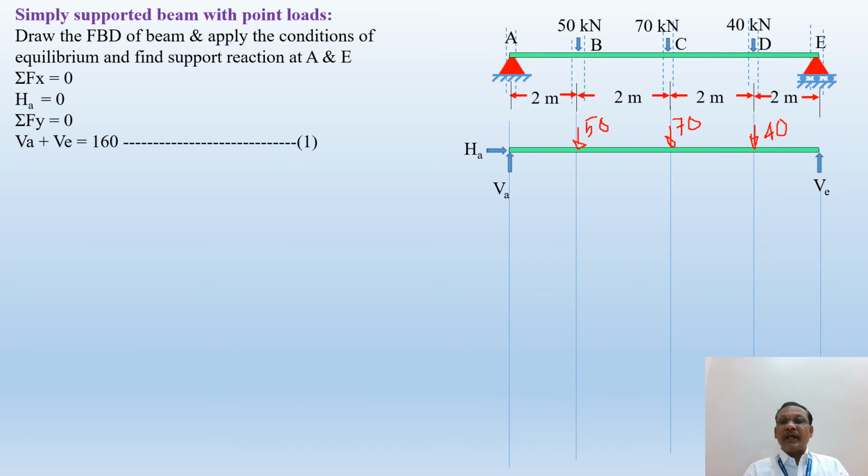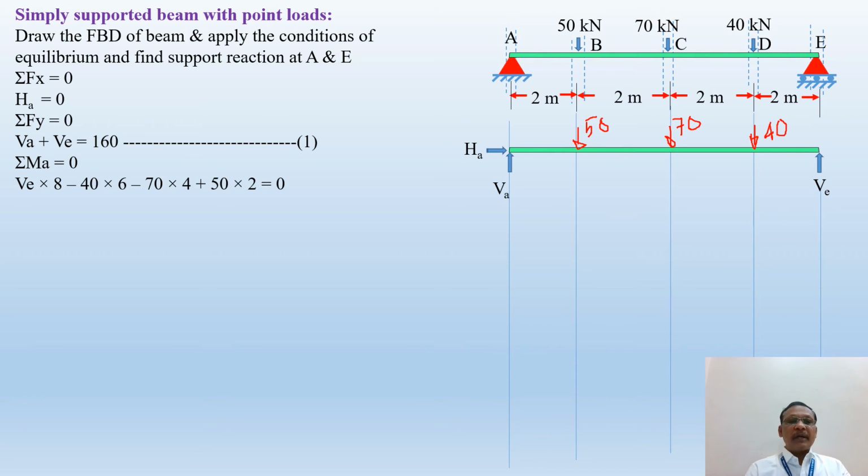Now this is the free body diagram of the given beam. You show the distances also here. You apply sigma Fy equal to 0: VA upward minus 50 minus 70 minus 40 plus VE is equal to 0. So indirectly VA plus VE is equal to 160. You treat this as equation number 1 and apply the third condition of equilibrium, sigma M equal to 0. You select as the moment center the point where the maximum number of unknown support reactions are there. So here I have selected the moment center as A.